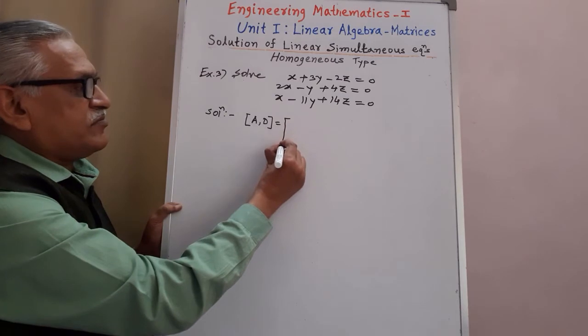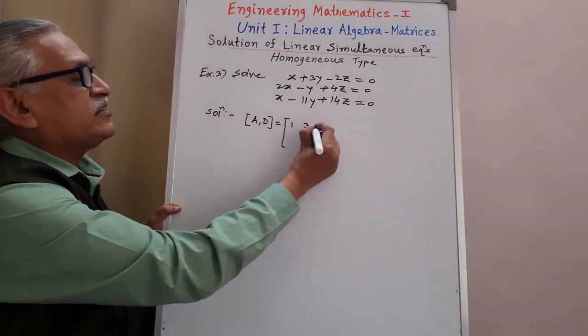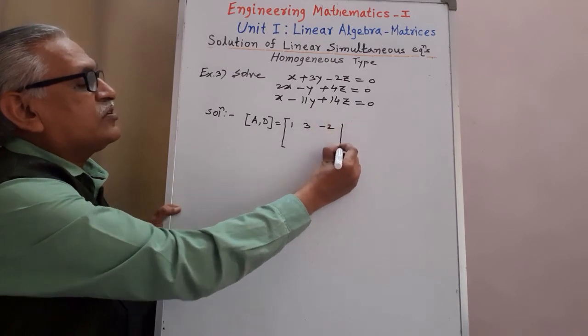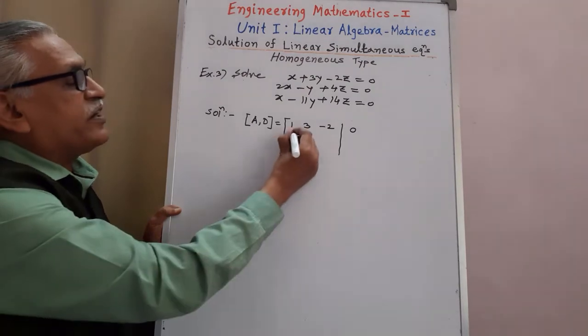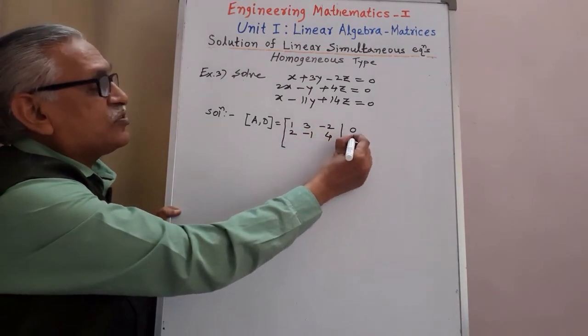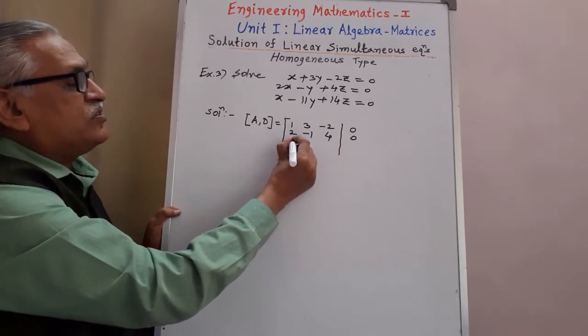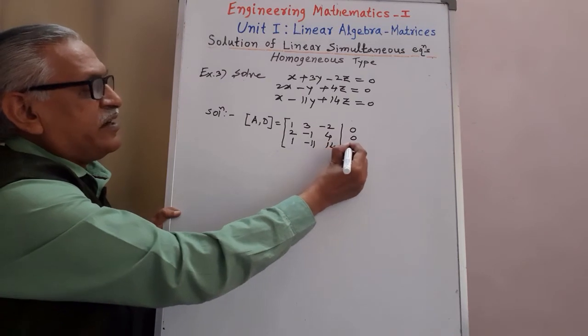Therefore, here that augmented matrix is: first row containing elements 1, 3, minus 2, 0. Second row containing 2, minus 1, 4, 0. Third row 1, minus 11, 14 and 0.